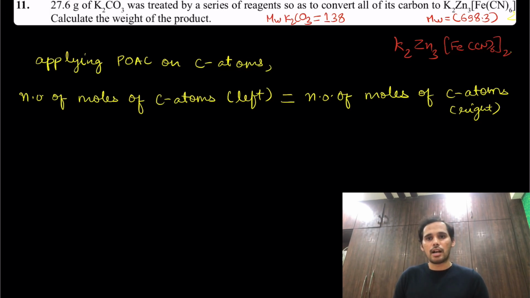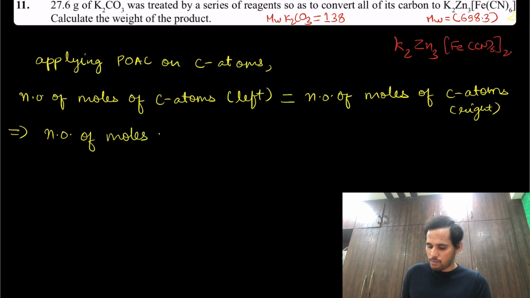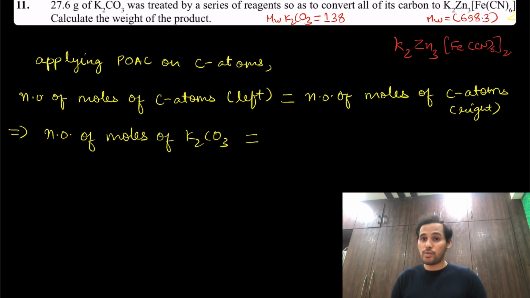वेयर एग्जैक्टली इज द कार्बन? It is in the K2CO3 molecule, and one K2CO3 molecule will have how many carbon atoms? 1 atom. So whatever is the number of molecules of K2CO3 will be the number of atoms of carbon. So number of moles of carbon atoms is nothing but number of moles of K2CO3.